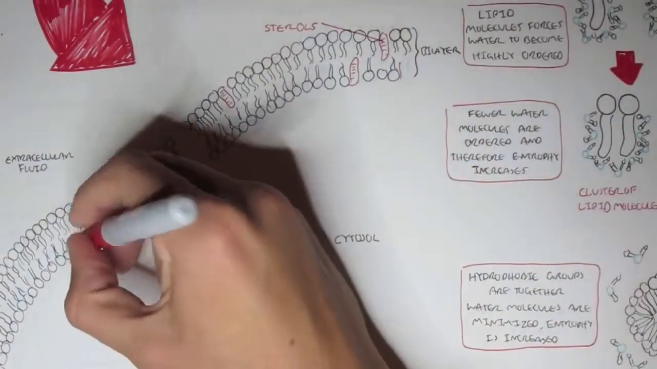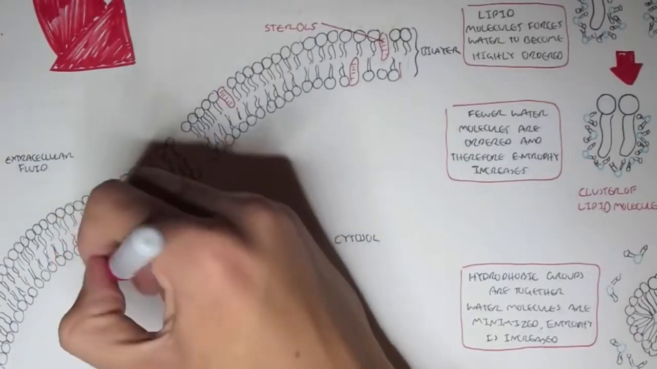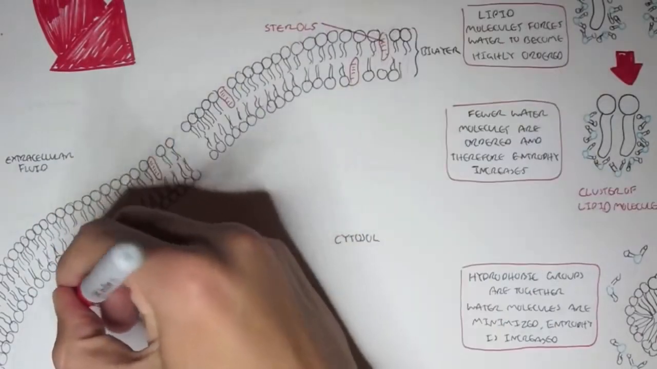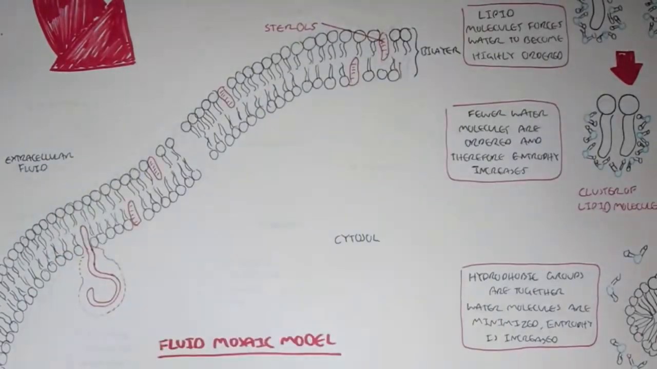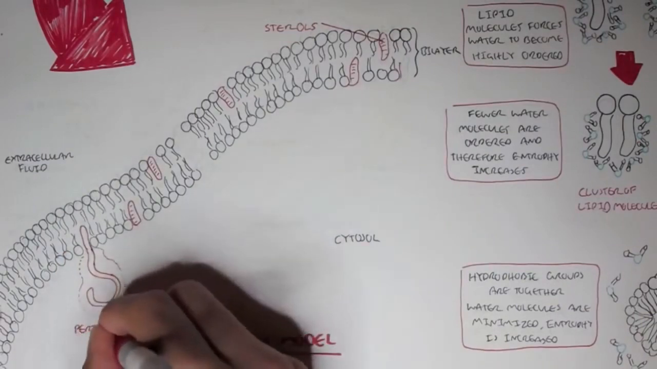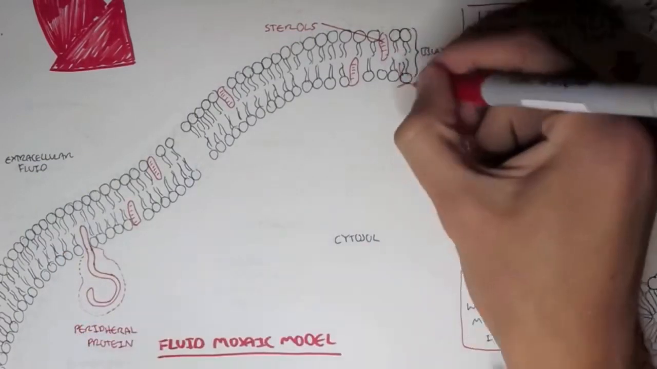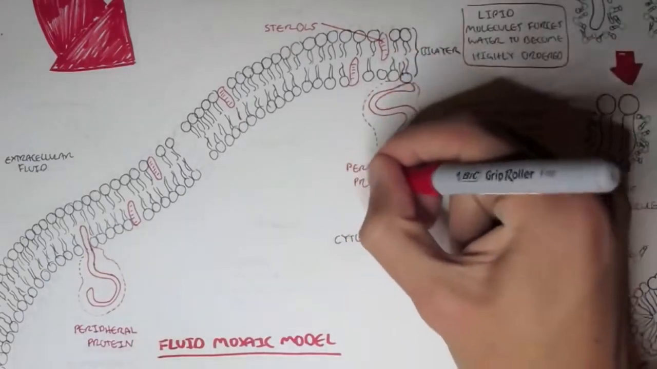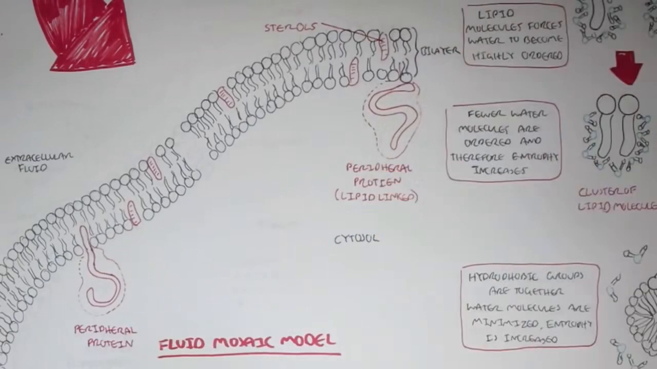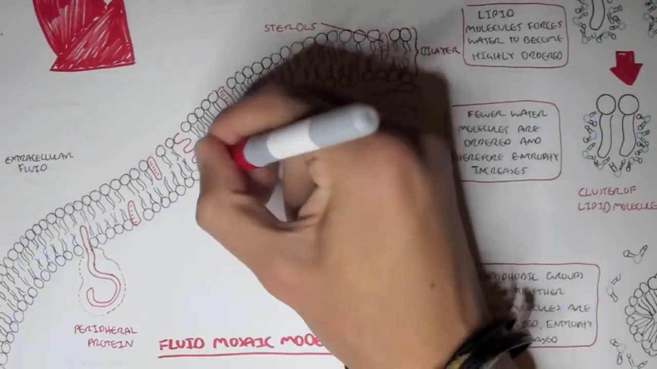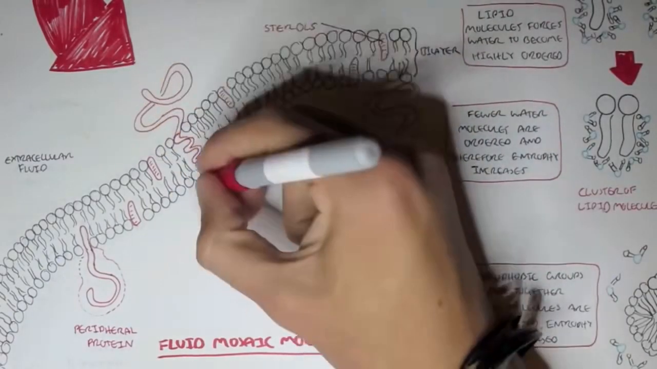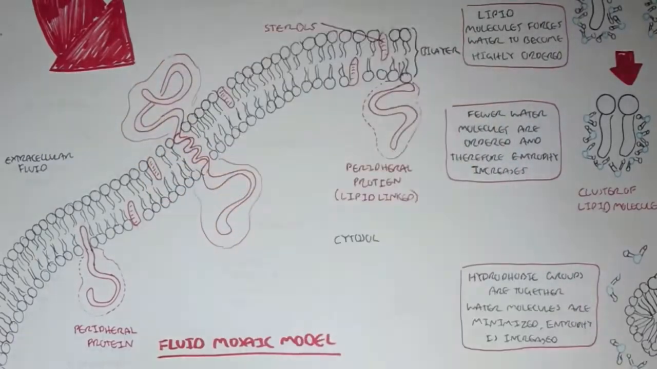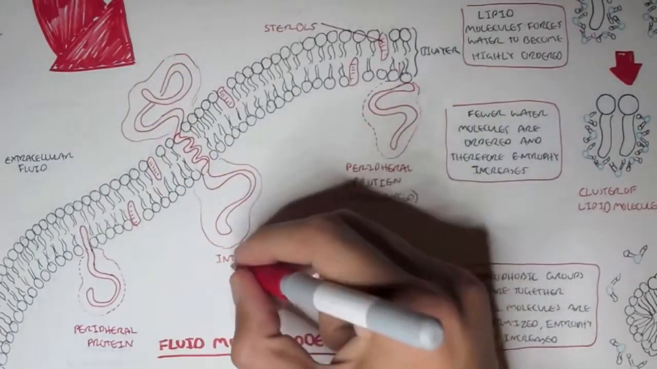An important component of the membrane also are the proteins, such as the peripheral protein, this structure here, which faces into the cytosol. And there's also another protein, peripheral protein, but this one is lipid linked. As you can see, it's connected with the lipid. Another protein that goes through the membrane is what's called the integral protein.